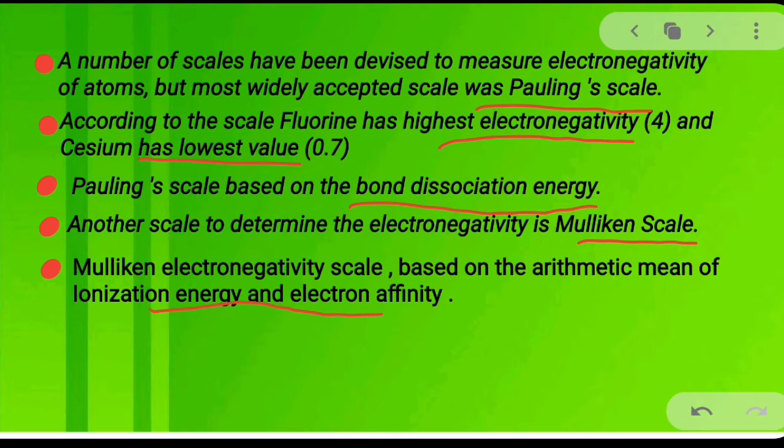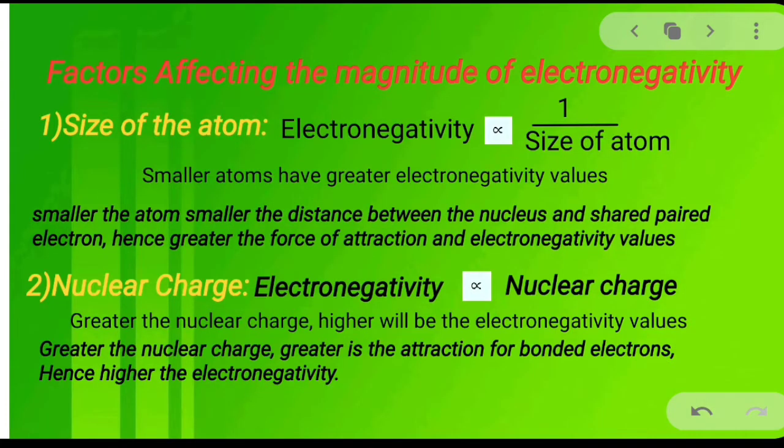So according to the Mulliken scale, electronegativity is equal to the arithmetic mean of your ionization energy and electron affinity. Now, what are the factors affecting the magnitude of electronegativity? There are two factors. One is size of the atom, and size of the atom is inversely proportional to the electronegativity. Smaller the size of the atom, greater the electronegativity value.